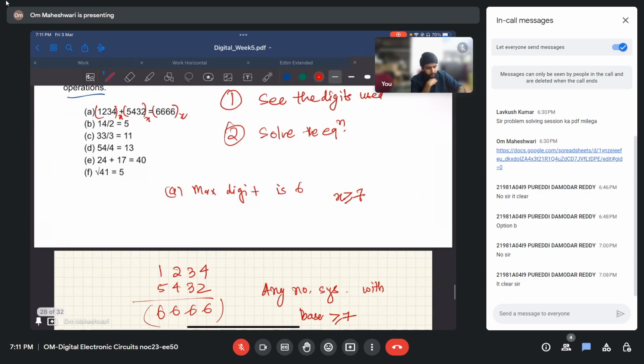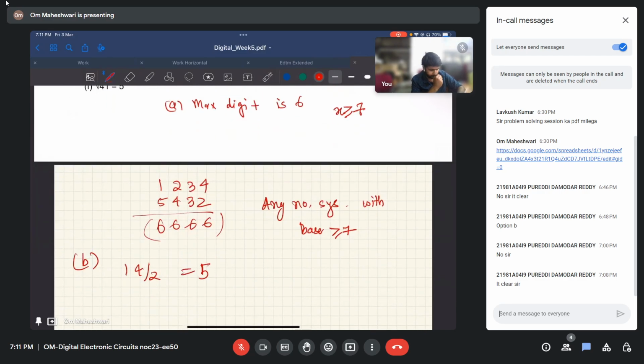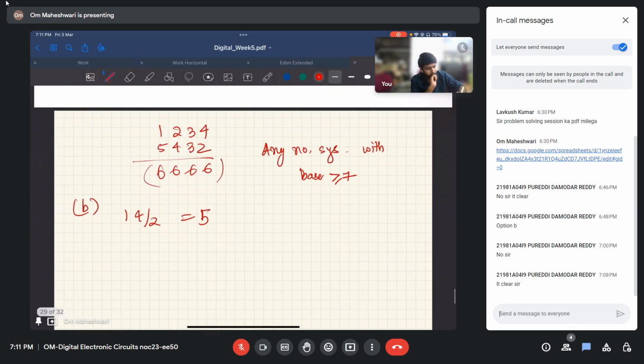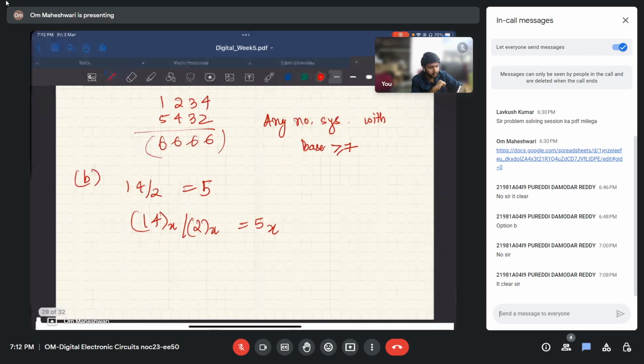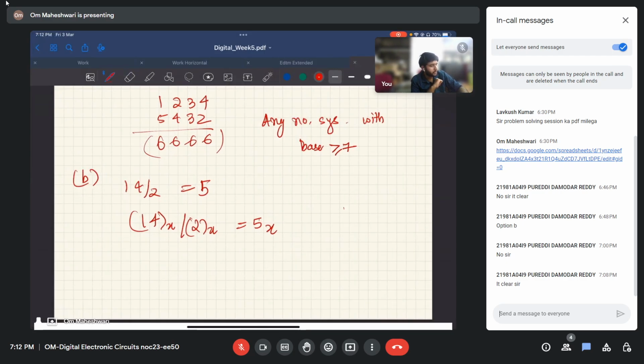14 by 2 equals 5. So what does this mean? I cannot write 14 by 2 is 7 because we do not know the base. So it is like 14 base x divided by 2 base x equals 5 base x. If I expand this equation, one thing I see is the radix, since the max digit is 5, the radix must be greater than or equal to 6. Now we verify by solving the equation.